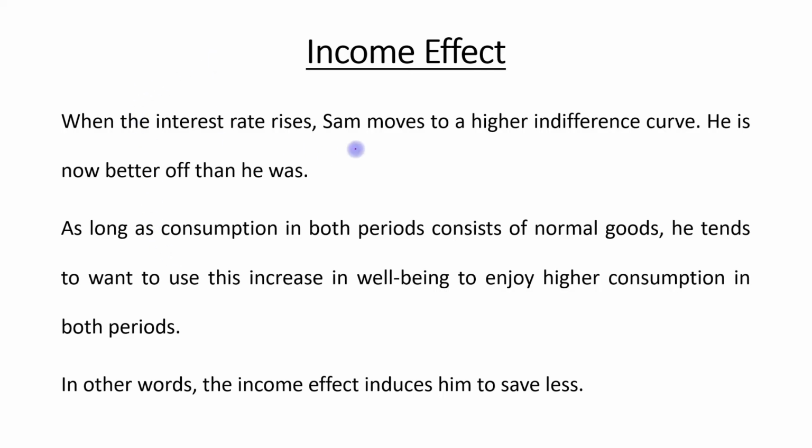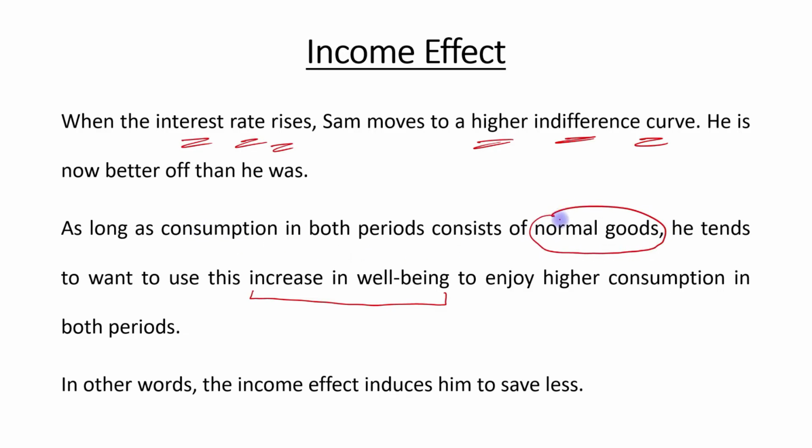So you understood that when the interest rate is increasing, basically it means that there is an increase in well-being. Okay, so Sam will move to a higher indifference curve. Now if we are considering consumption in both the periods as normal goods, then Sam will want to use this increase in well-being to enjoy his higher consumption in both the periods, and that is the reason the income effect induces Sam to save less when young, because he wants to increase consumption in both the periods. So the income effect induces Sam to save less.